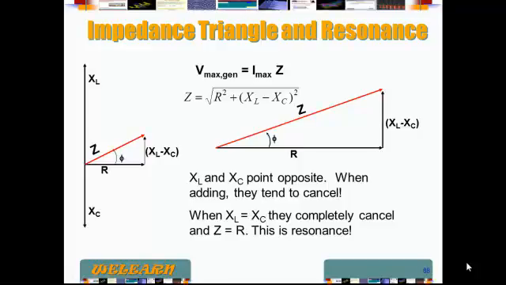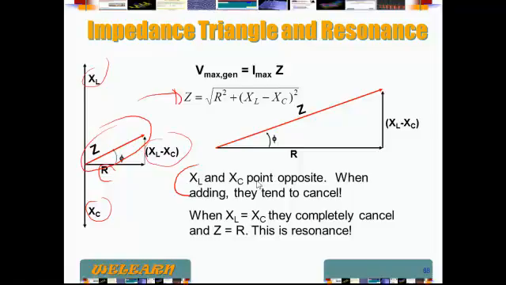Let's have a closer look at the impedance in an RLC circuit. Remember, we did the phasor diagram. This is XC, XL, and R, and we find the impedance by taking the difference between XL and XC, and this is our Z. And the expression that's given for Z then is the square root of R squared plus (XL minus XC) squared.